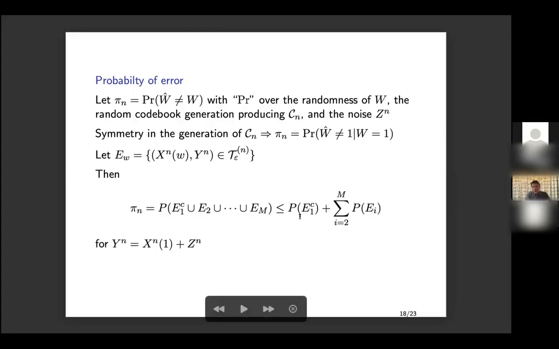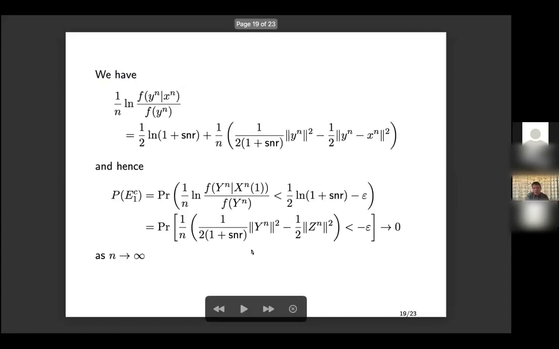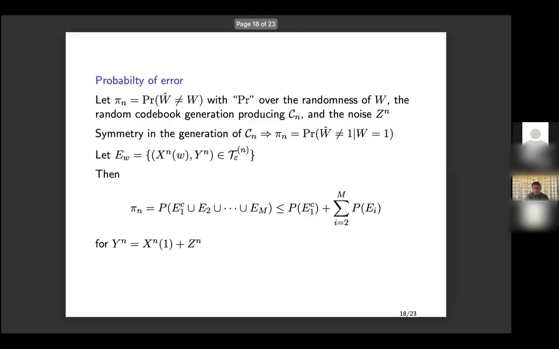And this we can bound by the union bound. And remember that everything here is conditioned on having transmitted the first code word. So the first term is the probability that the first code word will not be detected by the decoder. There are equations here, and it's quite straightforward to prove that that probability goes to zero as n grows. We don't need to look at all the details. So it's straightforward to see that the first probability goes to zero.